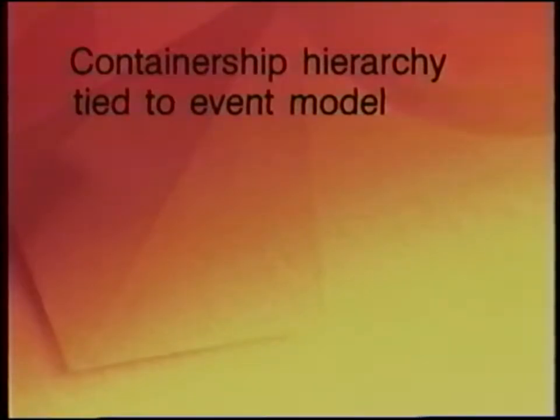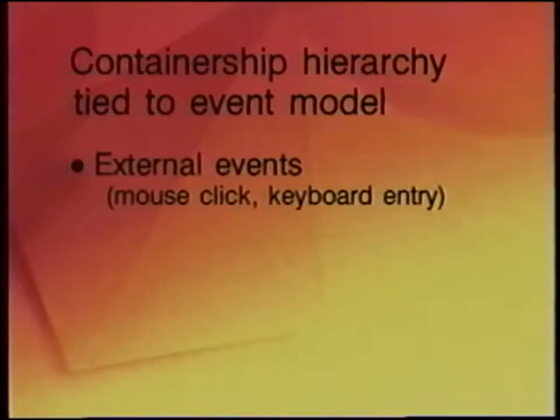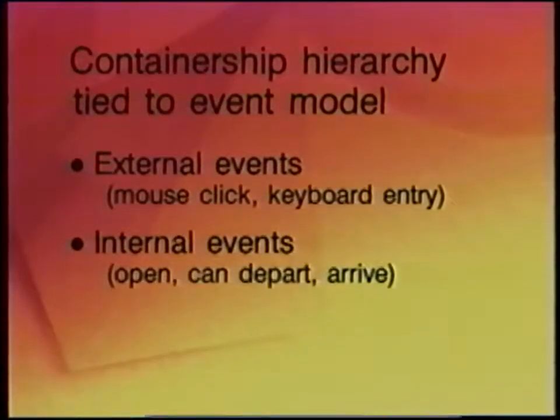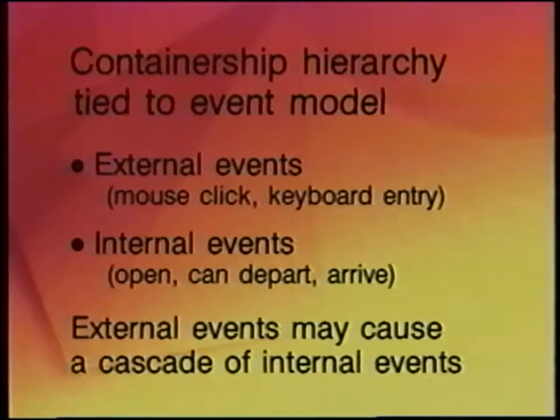Containership hierarchy is tied tightly to the event model, which is the set of rules that specify how events are processed by objects in the form. There are two categories of events, external and internal. External events, like a mouse click or a keyboard entry, are triggered by the user. Internal events include things like open, canDepart, and arrive. External events may then cause a cascade of internal events.